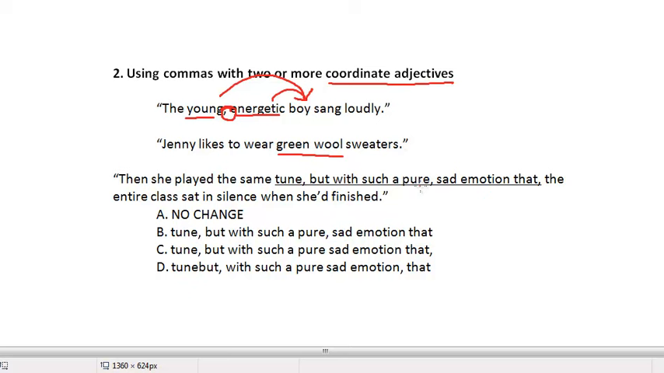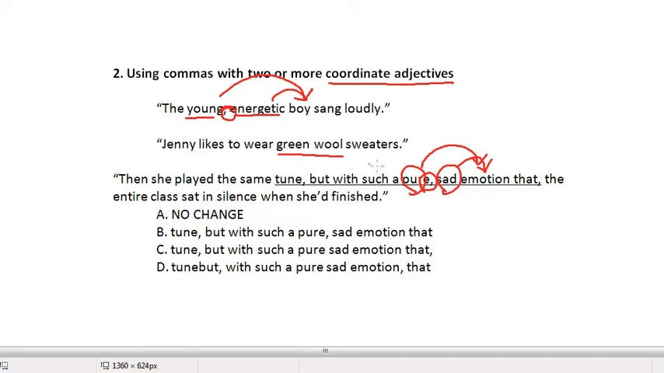In this case, I see the words pure and sad, and they are both describing the word emotion. So I know that these are coordinate adjectives for the noun emotion. I want to check to see whether or not this comma should be in between these two words. So I'm going to read the whole sentence, but replace the comma with the word "and." Then we would have, "Then she played the same tune, but with such a pure and sad emotion that the entire class sat in silence when she'd finished." Since it makes sense to say pure and sad emotion, I know that the comma should be in between these two words.